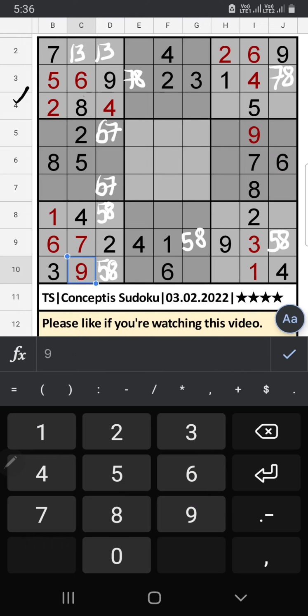Fourth row we have 8, so 8 can't come in these cells, then 8 is confirmed here, then 7 is here. Column J we have 8, so 8 can't come in this cell, 8 is confirmed here, then 5 is here.